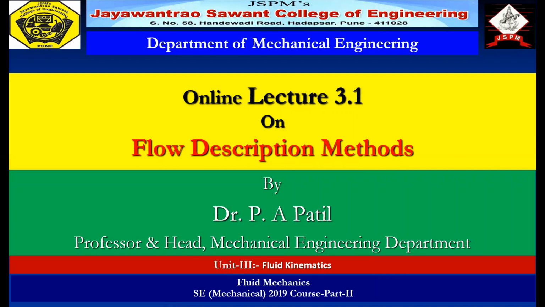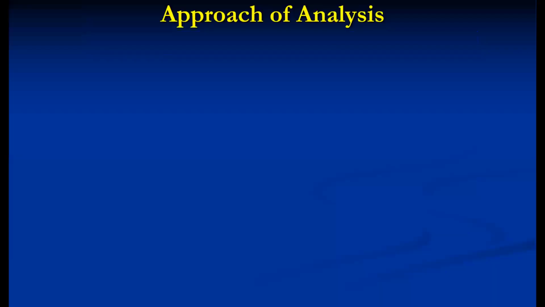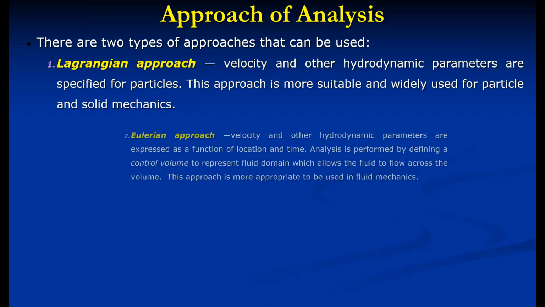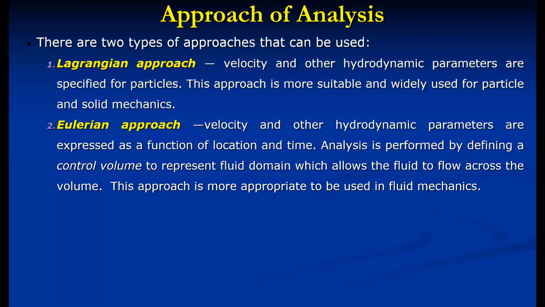So in fluid kinematics, we are dealing with only flow parameters, that is the velocity, acceleration, and other hydrodynamic parameters. This session, we are going to discuss the flow description methods. So there are different approaches used for the analysis of the flow, or to define or to describe the flow field. There are two approaches that can be used: the Lagrangian approach and Eulerian approach.